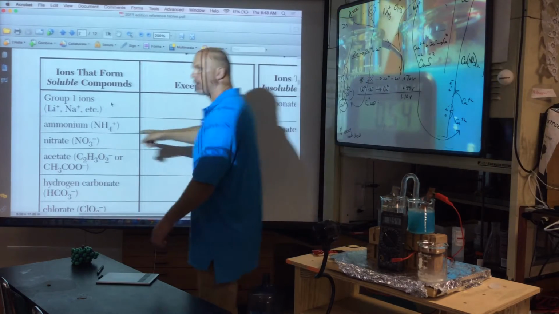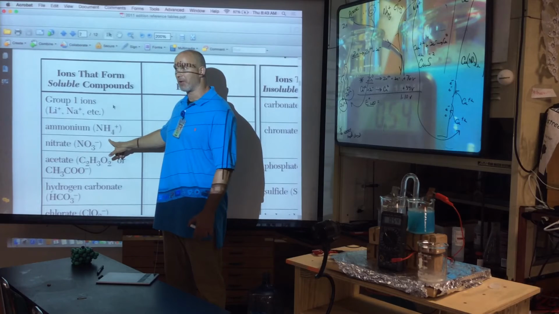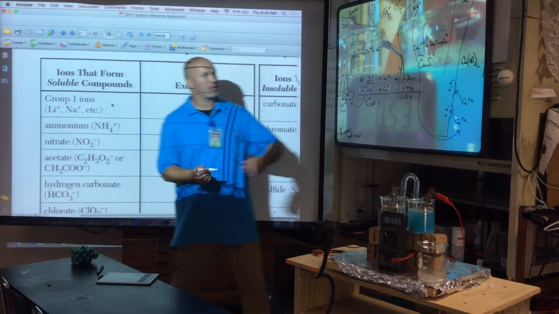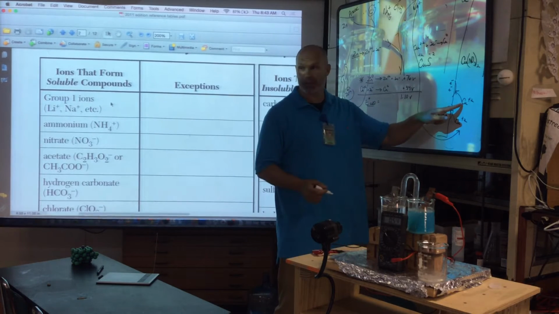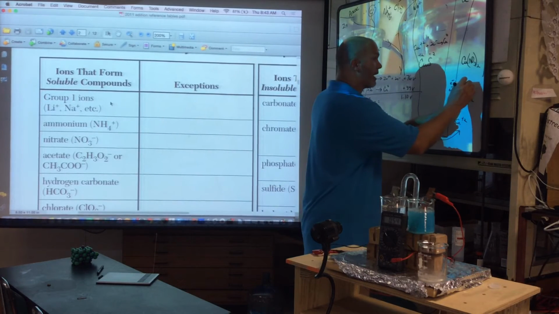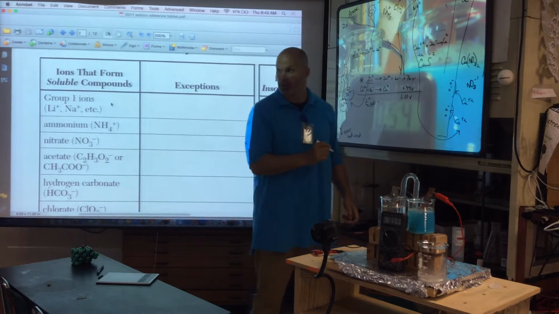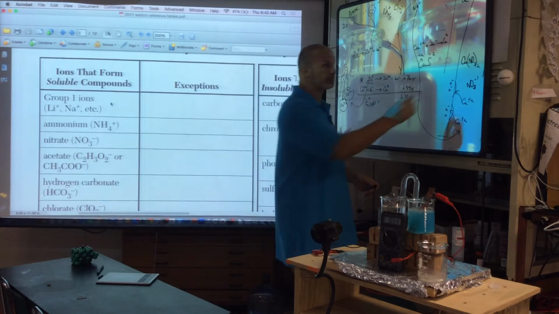Anything with a nitrate is soluble. Why? It's -1, and you're stretching that -1 over a big area. So what does this do? This breaks apart into copper plus 2, and I have to have what in here? Nitrates. So this is a polyatomic ion.